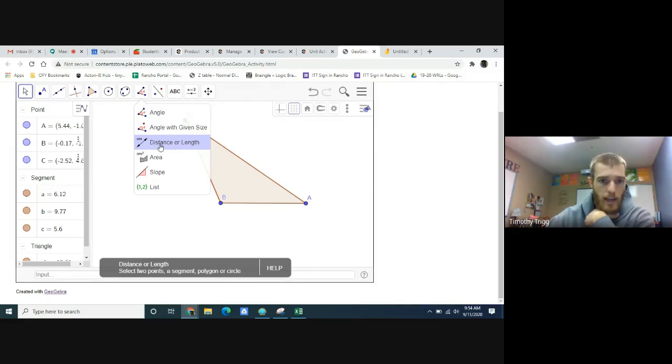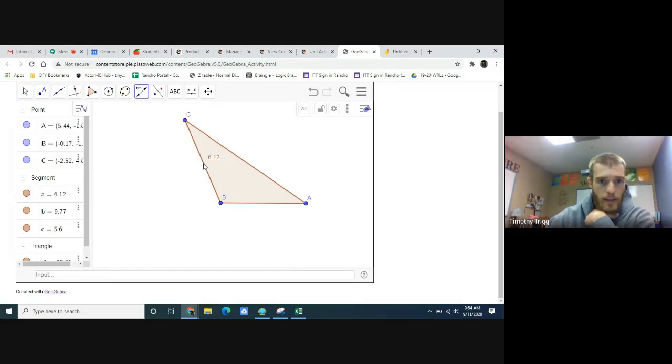So first, let's look at the sides. So go to distance and length. It's under this toolbar here, distance and length. Go ahead and click on this side and this side. So that gives us the lengths of these two sides. I like to kind of have it outside the triangle, but it doesn't really make a difference.